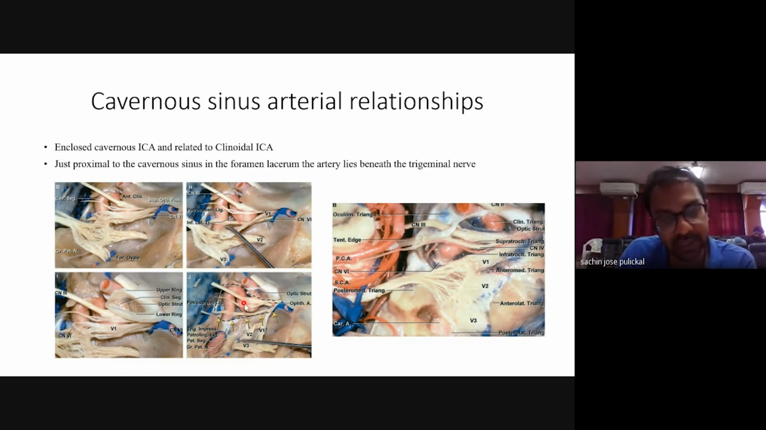It is completely inside the cavernous sinus. It is related to the sixth nerve throughout its course. You can see the third and fourth nerves related lateral to it. So that is the articulation of the ICA in the cavernous sinus.